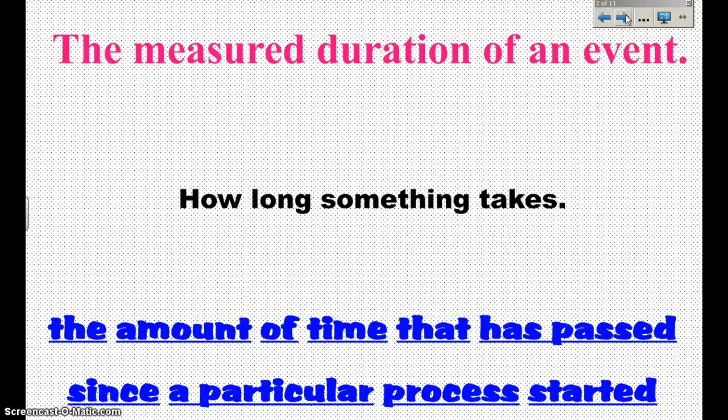So, what exactly is elapsed time? It is the measured duration of an event. Another way to say that is elapsed time is simply how long something takes. And another way is elapsed time is the amount of time that has passed since a particular process started.